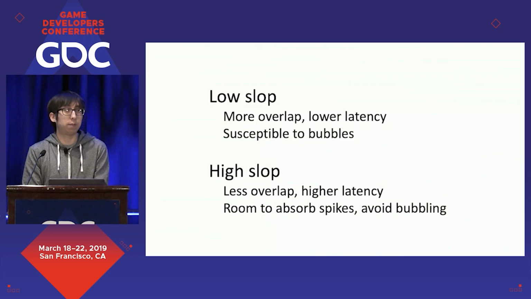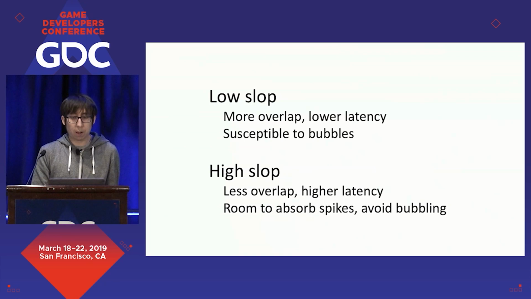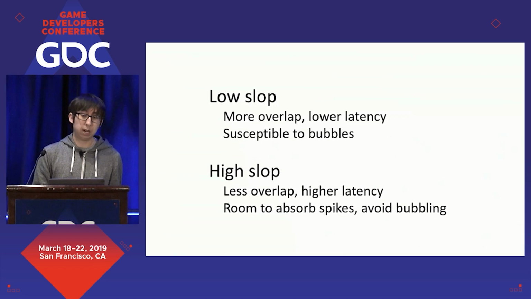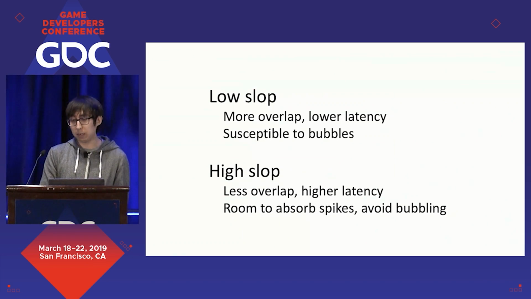So this leads us back to the fundamental trade-off. Low slop means more overlap, so lower latency, but it also means bigger bubbles on the GPU if the CPU can't keep up. Higher slop means less overlap and higher latency, but CPU spikes can be more easily absorbed, avoiding GPU bubbles.